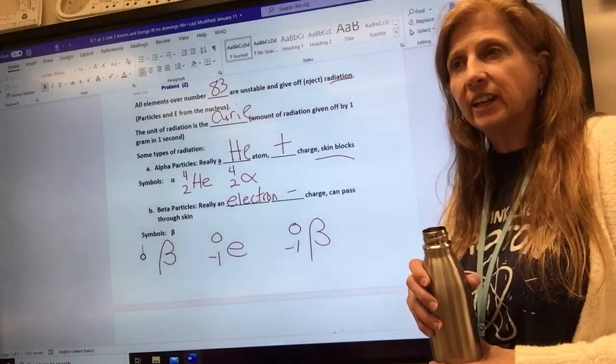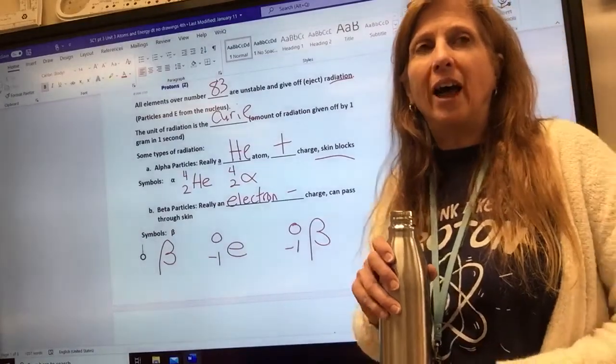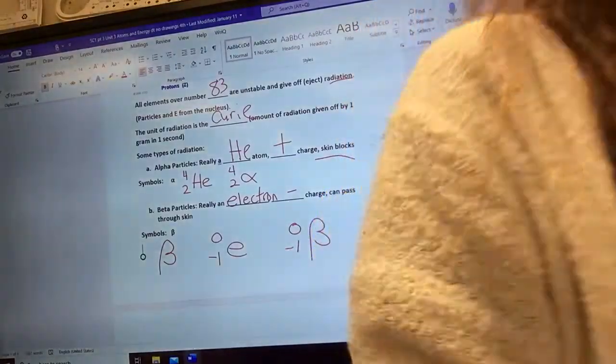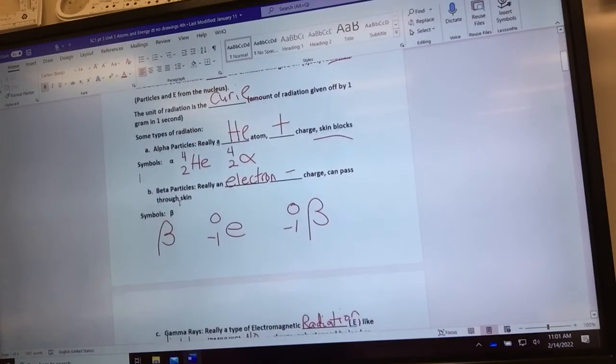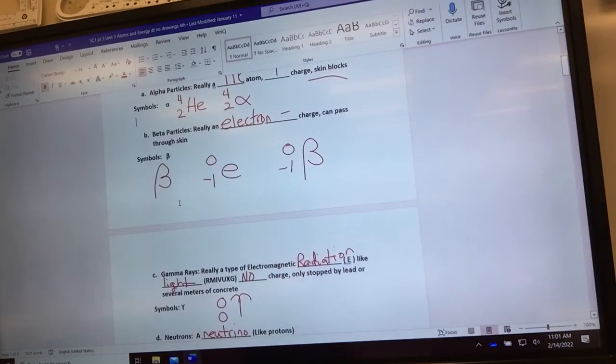Is this kind of interesting? Do you feel smart learning about alphas and betas? You should. Because, you know, not everybody takes chemistry. Y'all are being smart. All right, let's scroll up. Can I scroll? Yeah. How far can I scroll? All the way? Anybody need this still?